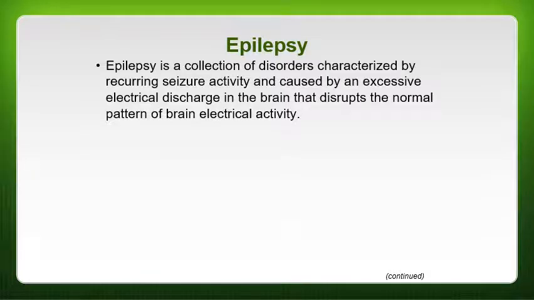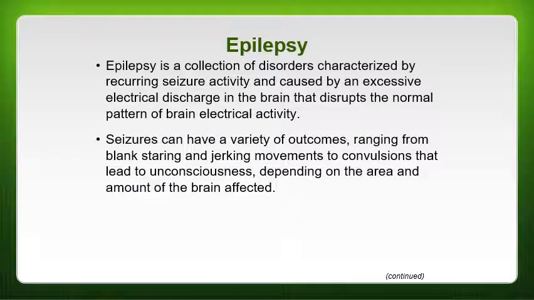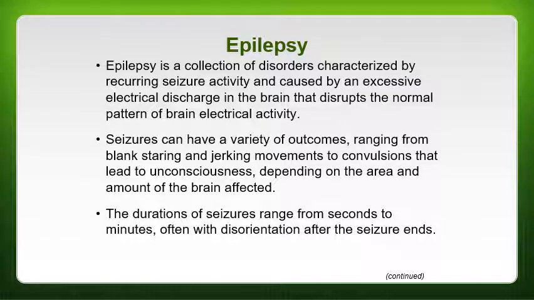All right, so now looking at epilepsy. Epilepsy is a collection of disorders characterized by recurring seizure activity. Seizures essentially happen because of an excessive electrical discharge in the brain that disrupts a normal brain pattern. They're going to have a variety of outcomes. There are various types of seizures. I'm going to talk about the primary classifications, but they present in various ways, ranging from literally just blank staring, where the person will just stare off into space for a short amount of time, to someone that goes into jerking movements, convulsions, possibly leading to unconsciousness. It just depends upon the brain area that gets affected. And the duration of seizures could range from seconds to minutes.